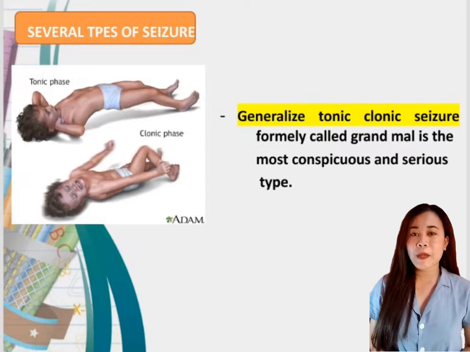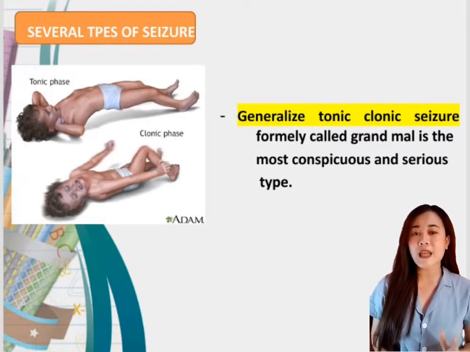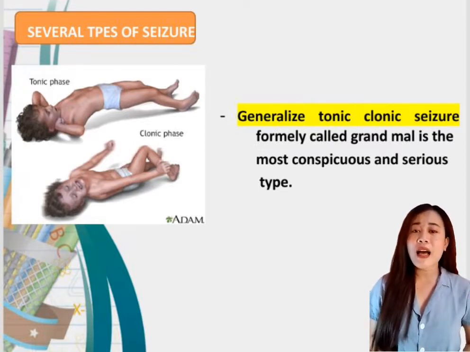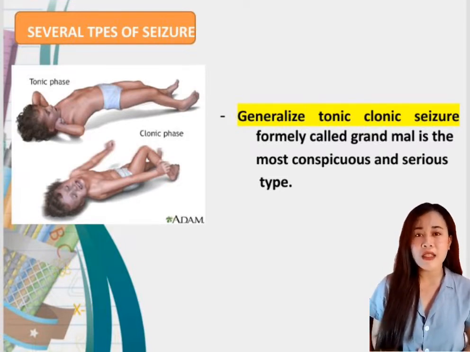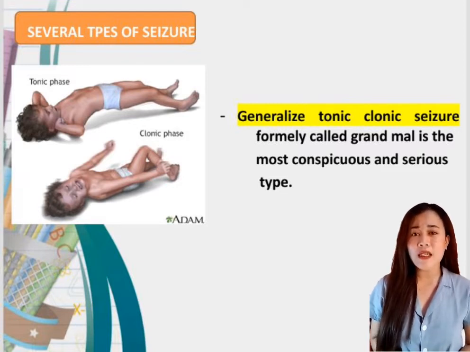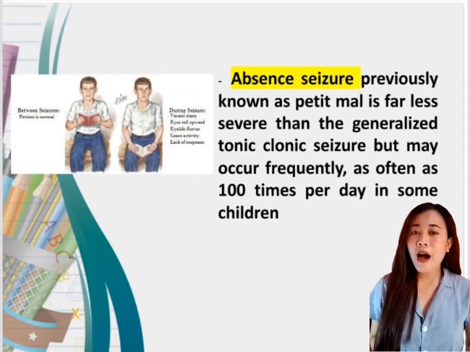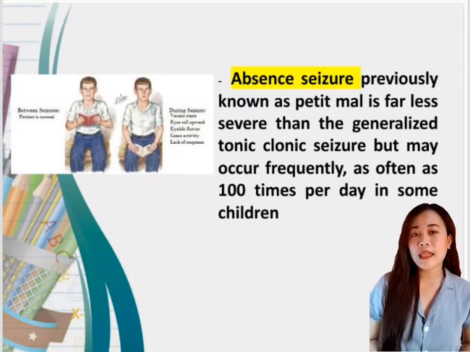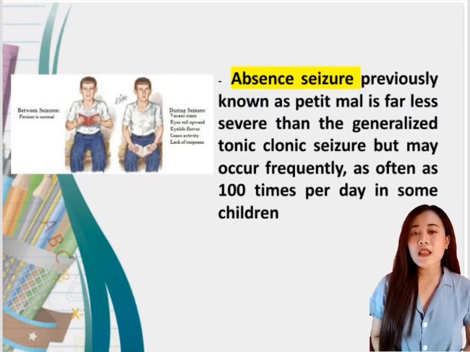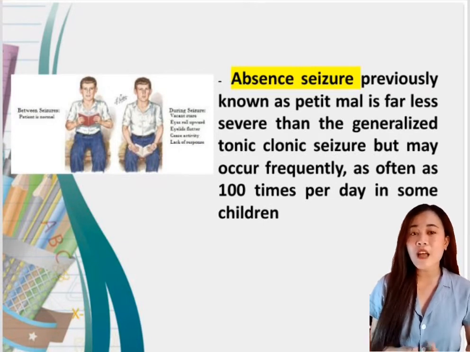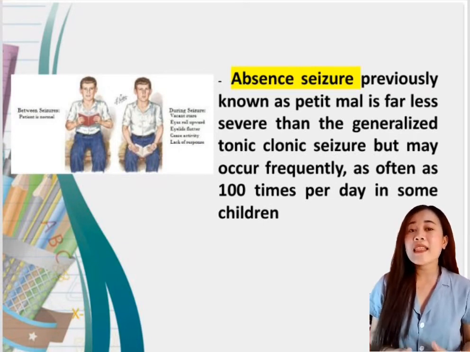So as you can see in the picture, ganyan ang mangyayari sa isang batang mayroong generalized tonic-clonic seizure, in which all of his or her body is affected. So second, what is absent seizure? Absent seizure, previously known as petit mal, is far less severe than the generalized tonic-clonic seizure. So when we say far less severe, hindi gaanong katindi kumpara sa generalized tonic-clonic seizure. Absent seizure may occur as often as 100 times per day in some children.